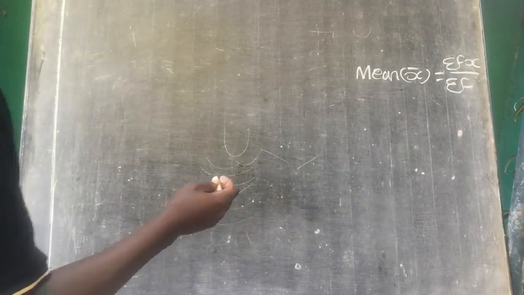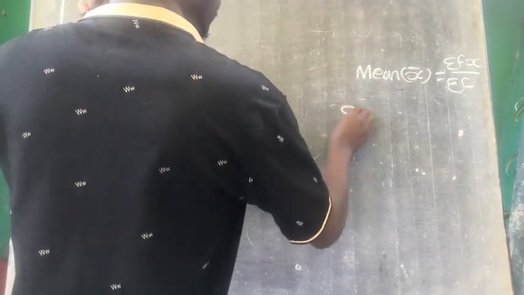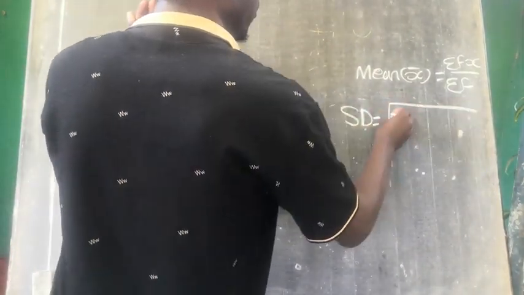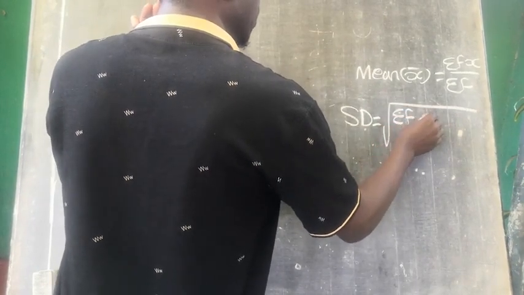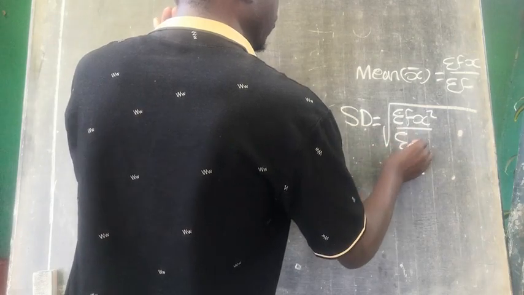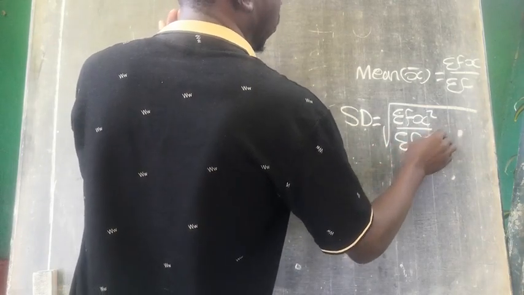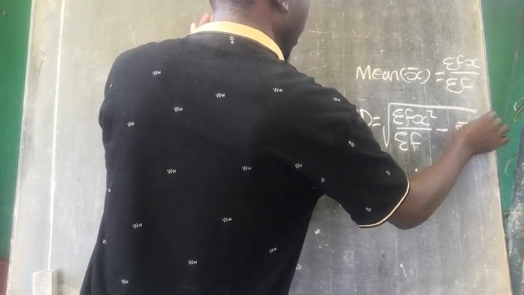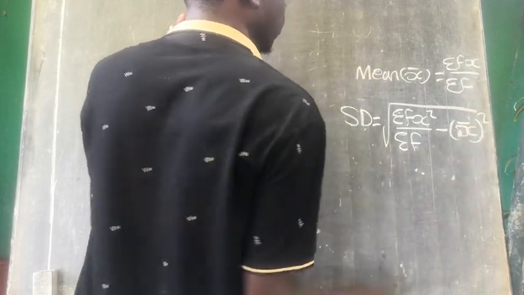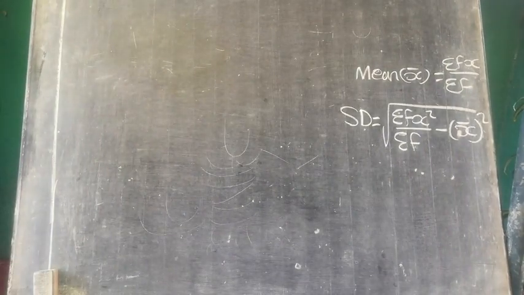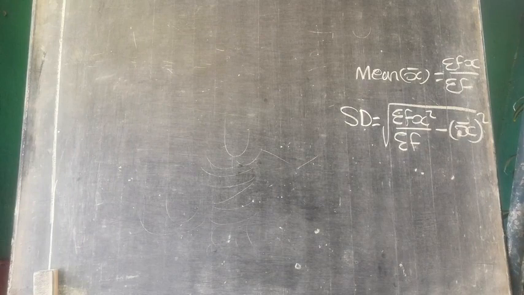Then for the standard deviation, SD is calculated by the square root of summation of frequency times x to the power 2 over summation of frequency, minus x bar, which is the mean, squared. So that's the formula we are required to use for standard deviation.